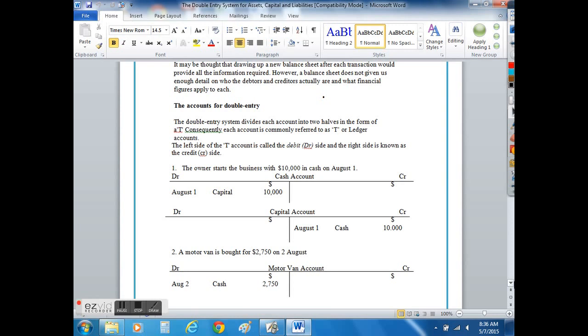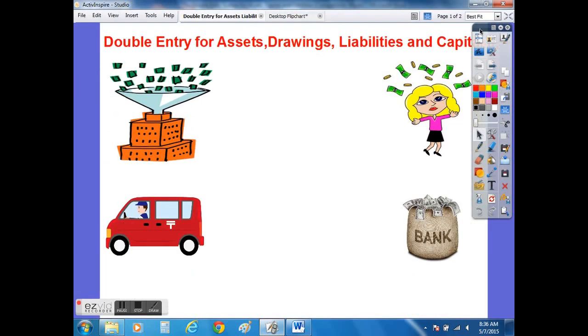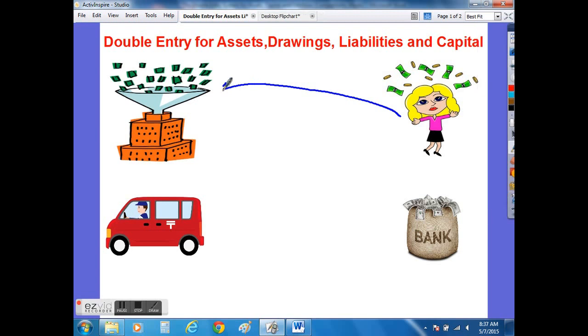If we look at the first transaction on the handout, you'll see that the owner starts the business with $10,000 in cash on the 1st of August. When we consider the giving and the taking effect, it's very important to think about what's coming into the business and what's going out of the business. In this case, we have $10,000, which in reality is leaving the lady's pocket and entering the business. Here you can see a funnel almost of money going into the business bank account.